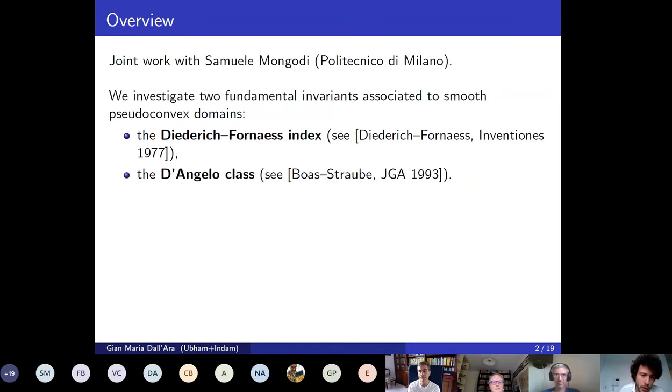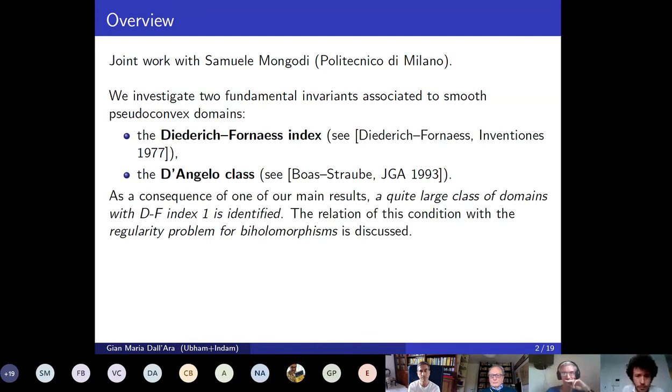This was, of course, introduced by D'Angelo, but mostly effectively used for the first time, I guess, by Boas and Straube in a 1993 paper. Let me remark that one of the consequences of one of our main results is that in a quite large class of domains, the Diederich-Fornaess index is identified as 1, compared to what was known previously, I guess.